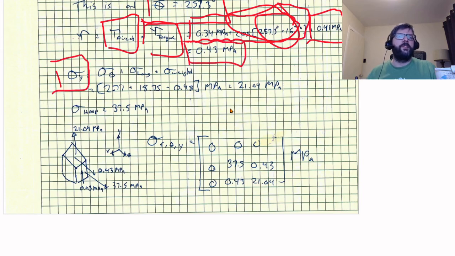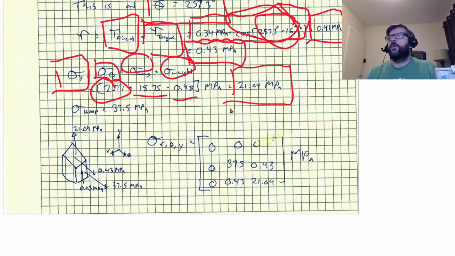Then we got stress in the y direction. Again, a combination of the bending, the longitudinal, and the weight. In this case, the bending is positive at maximum, so just the 2.77 plus the 18.75 minus the 0.48, which gives us a y direction stress of 21.04 megapascals. And obviously the hoop stress stays the same.